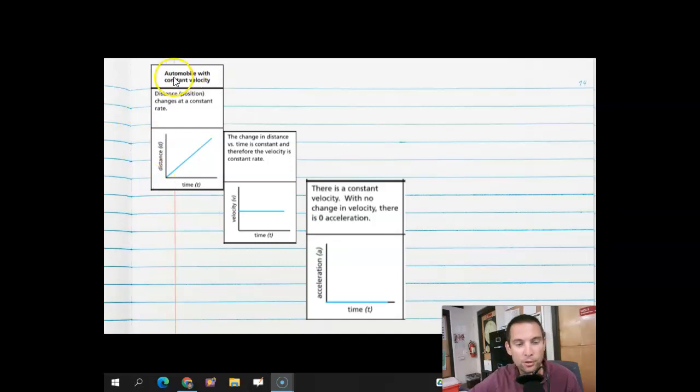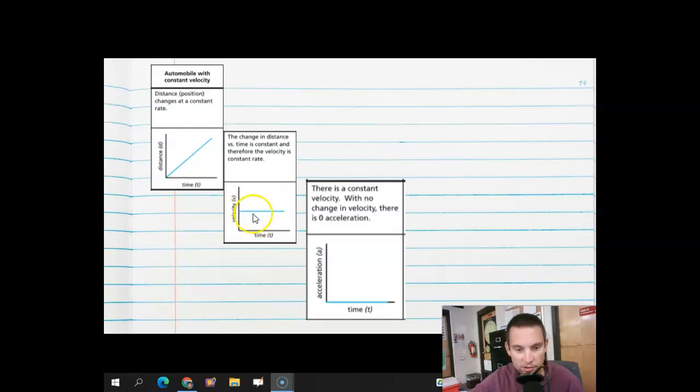Here is an automobile with constant velocity. We have the constantly increasing position. Distance increases at a constant rate. That gives us a constant velocity. So our velocity, it's going up, so it must be a constant positive velocity. Velocity versus time graph, positive, and it's not changing, so it's constant. The change in distance versus time is constant, and therefore the velocity is constant rate.